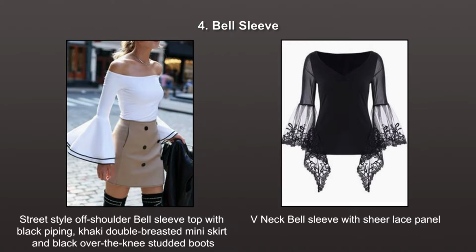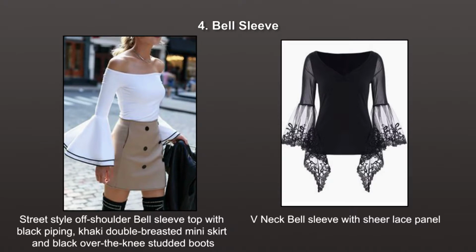This picture is from Street Style from Soho, Manhattan. You can see the off shoulder top with bell sleeve that has a contrast black piping. It is teamed with a khaki double breasted mini skirt and black over the knee studded boots.